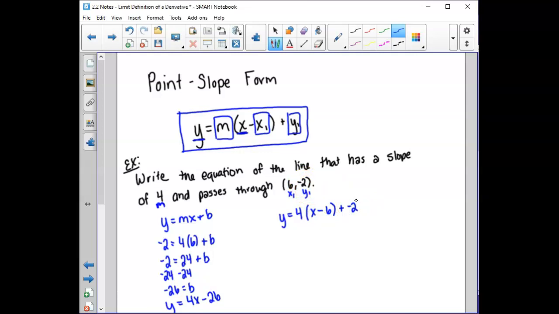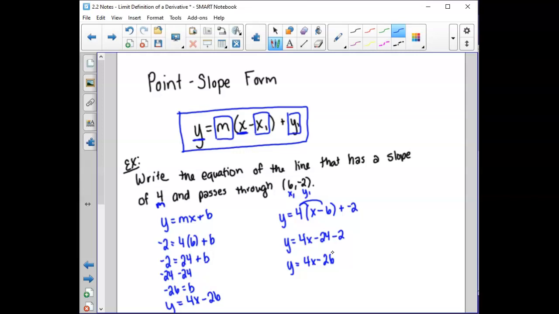Okay, so once I do that, if I needed my y equals mx plus b, my slope-intercept form, I could just distribute this 4 and simplify. So I could distribute the 4, and I would have y equals 4x minus 24 minus 2 right here, and then that would give me y equals 4x minus 26. And so you can see it's a little bit quicker to find that answer there.